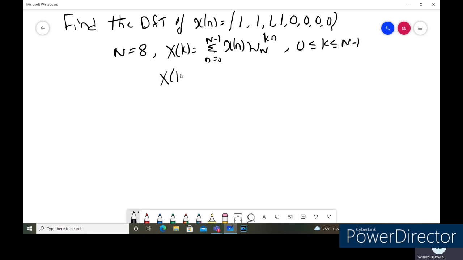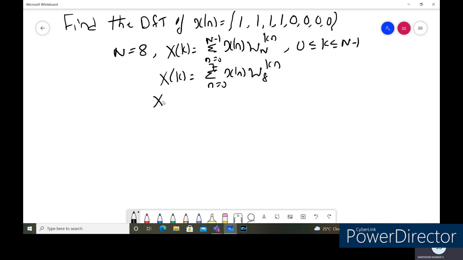So we'll get X of k is equal to summation n is equal to 0 to 7 of x of n into omega 8 to the power of kn. If we expand the formula for n is equal to 0 to 7, we can substitute the values for x of n. x of 0 is equal to 1, x of 1 is equal to 1, x of 2 is equal to 1, x of 3, and so on. Let us expand the summation here.